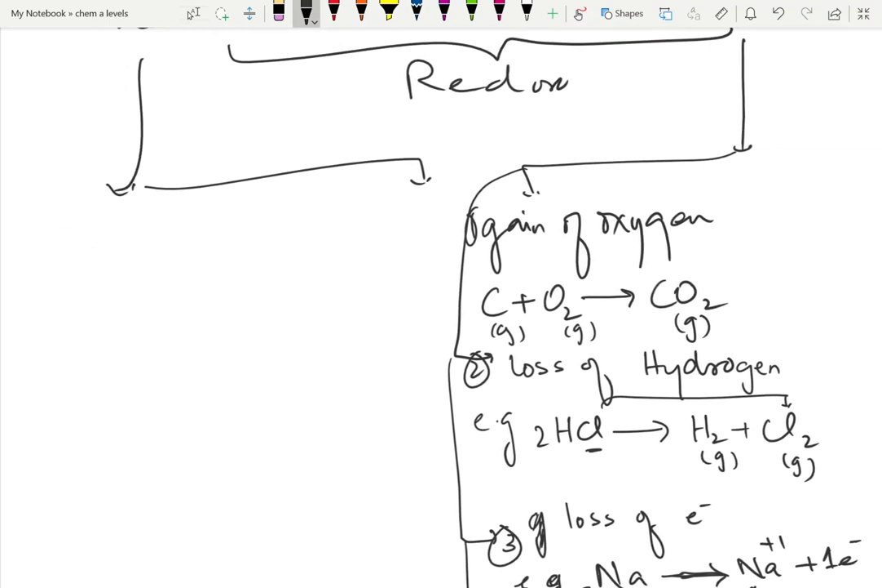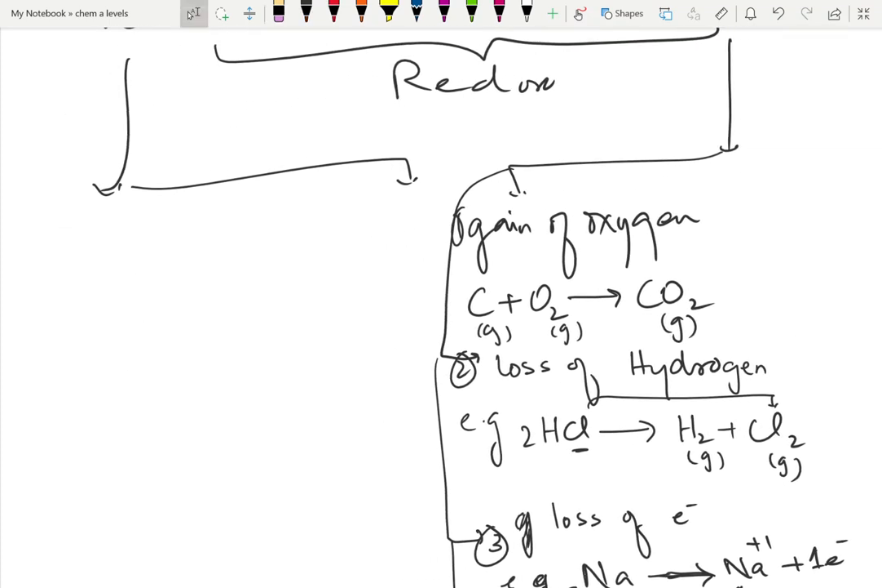Now let's talk about reduction. On the same parameters, it is opposite to oxidation. Reduction is loss of oxygen. If in a reaction there is loss of oxygen taking place, it is called reduction.